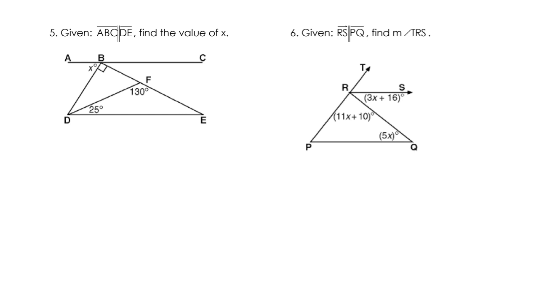Okay, we are on the bottom of the second page of notes with number 5 and number 6. In number 5, we are given some more parallel lines, and they're asking me to find the value of x. So we got a couple clues in here. First thing I see is that in this nice little triangle, we have two angles that we know, and they're asking us to find the third one, or we could find the third one.